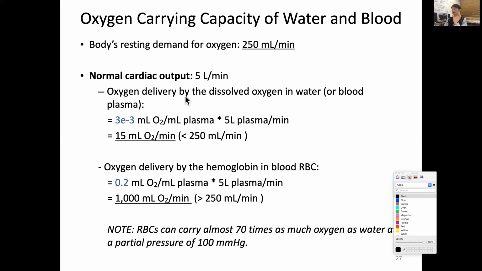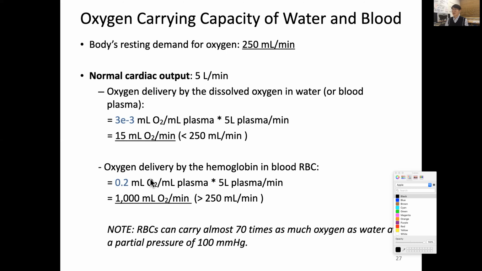Then let's compare two things: oxygen delivery by dissolved oxygen in just water or blood plasma, if there were no RBCs, versus oxygen delivery by hemoglobin in the RBCs. The concentration is 3e to the minus 3 milliliter of oxygen per milliliter of plasma, multiplied by the normal cardiac output, which is 5 liters of plasma per minute. That comes to 15 milliliter of oxygen per minute. If there's no hemoglobin and only blood plasma or water is circulating, this is way less than our normal resting demand of oxygen. So this is a big problem. We can't live with this.